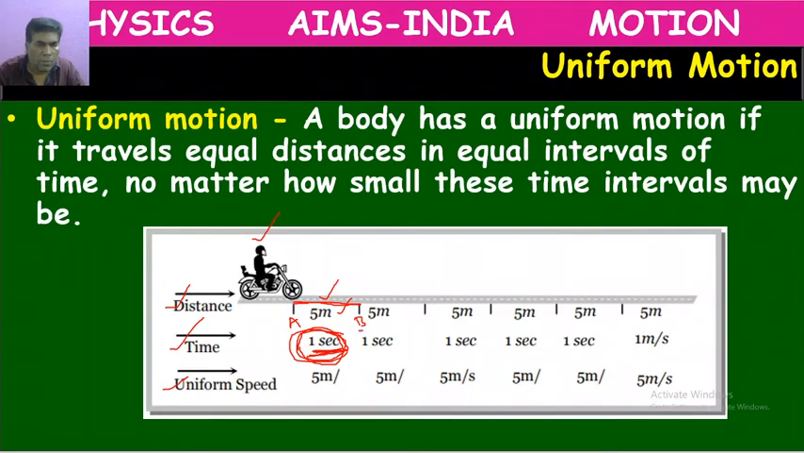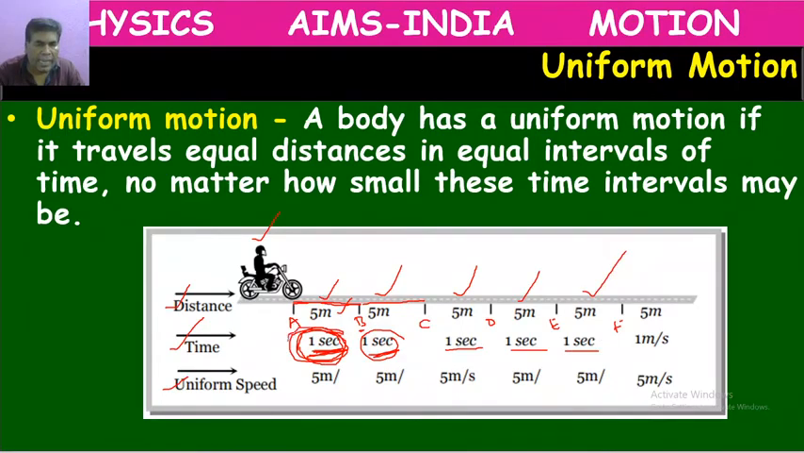Again, suppose B is the starting point. This is C. From B to C, what is the distance? 5 meters. In how much time interval has it traveled 5 meters? Again 1 second. Like that, C to D, 1 second time interval, it has traveled 5 meters. Again D to E, 1 second, 5 meters. Again E to F, 1 second, 5 meters.